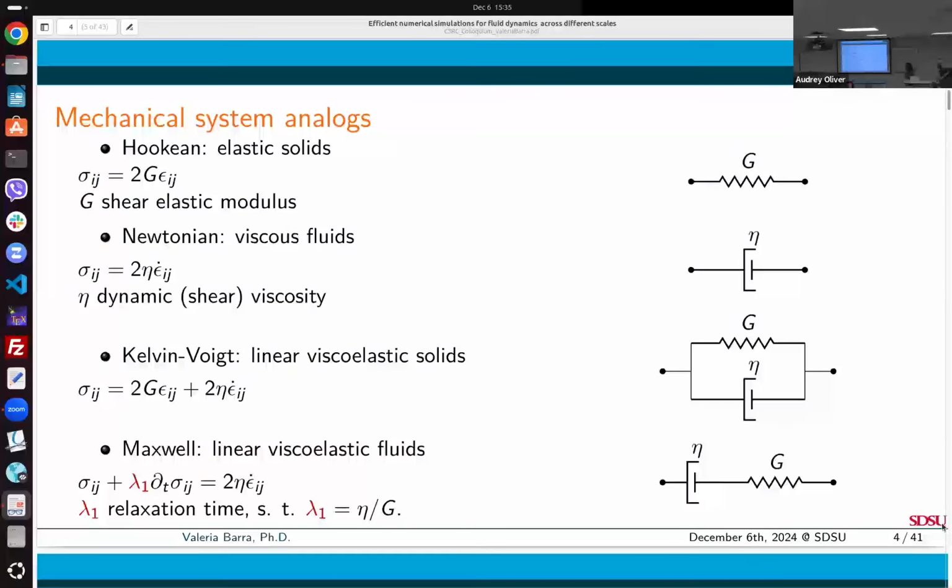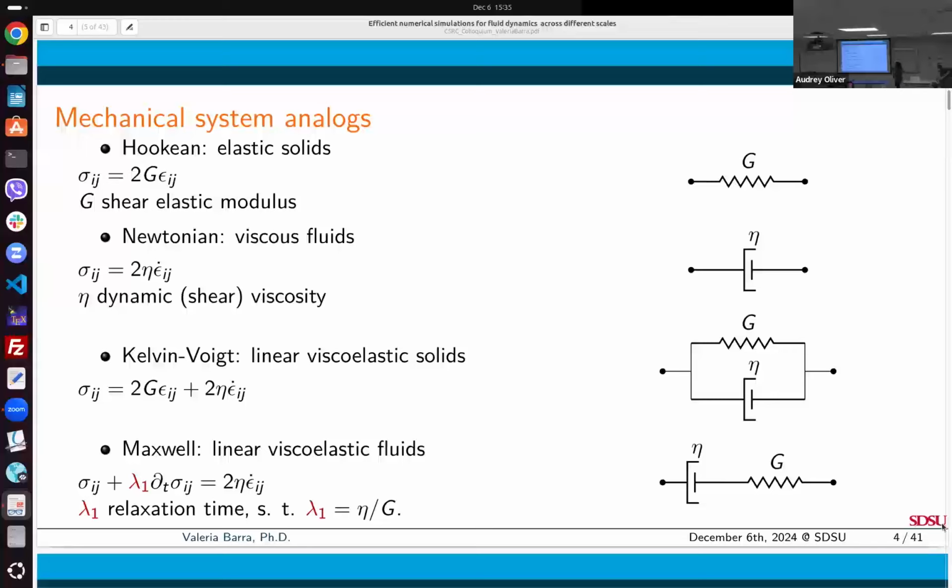These materials can be described via mechanical system analogs. Here on the top, we see the Hookean law for linear elastic solids. Most of us are familiar with this law, where the stress tensor is linearly dependent on the strain with the multiplicative constant, which is just the shear elastic modulus. This is characterized by the schematic of a spring. A spring is an energy storing device.